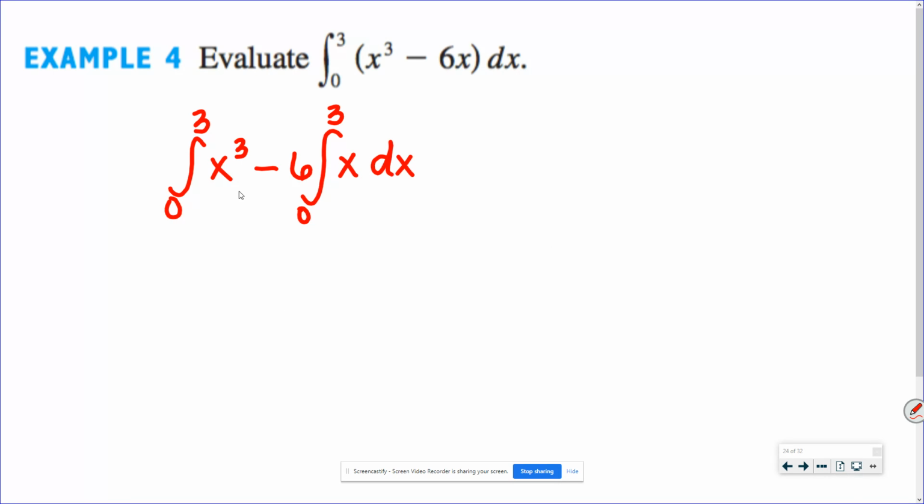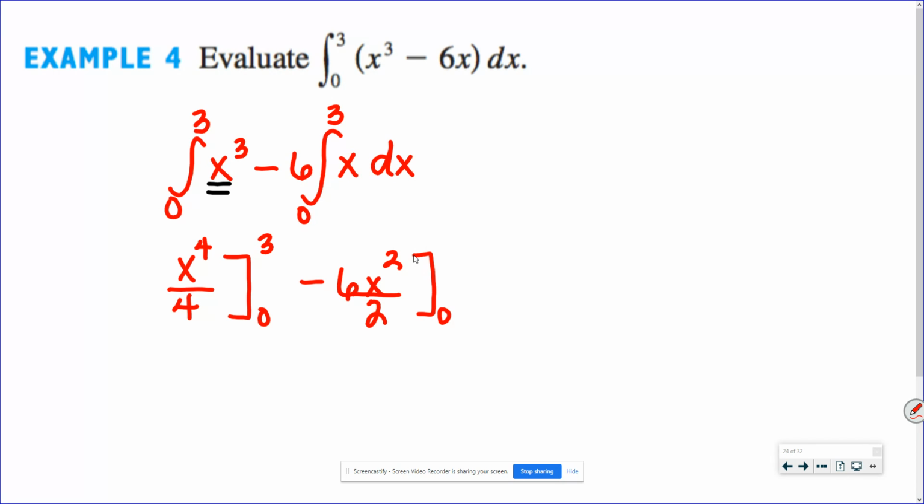Okay, so let's start with an antiderivative for x to the 3rd. So x to the 3rd, add 1 to the power, divide by that power. And we will be plugging 0 and 3 into that. For x, it would be x squared divided by 2. Plug 0 and 3 into that as well.